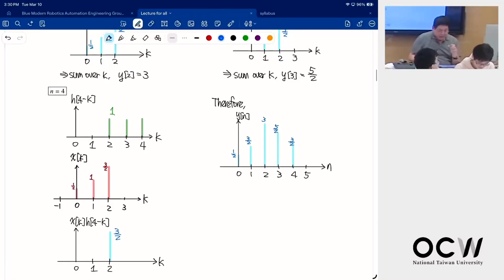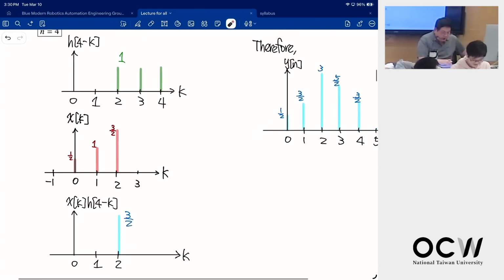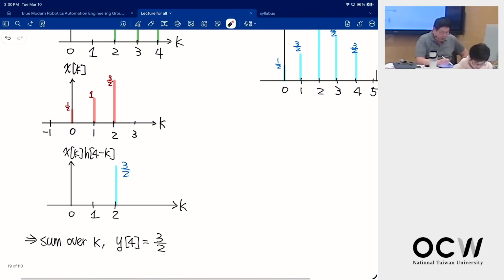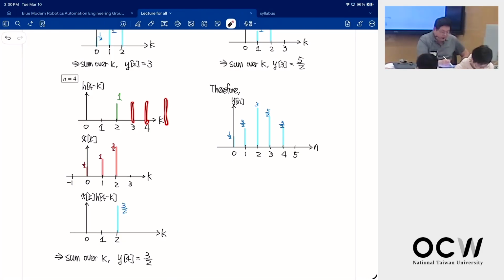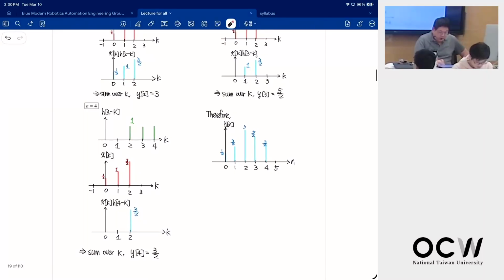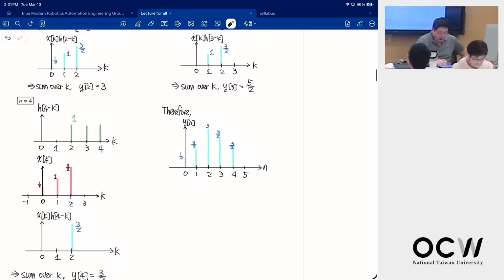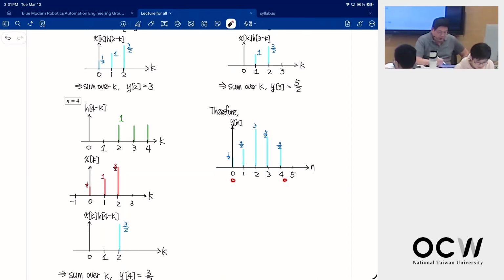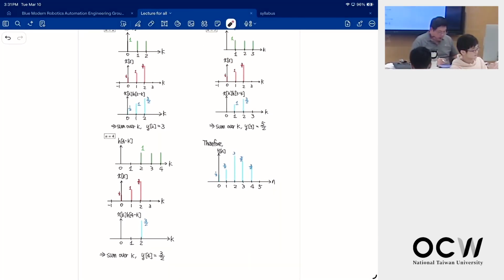Right, so when n equals 4, you shift again. The only overlap is at k equals 2, so your output at 4 is 3/2. You can shift one more when n equals 5. Then there's no overlap, so overall it will be 0. So at the end, you can see that your output y will look like this. We have values from 0 to 4. Okay, this is the case for discrete time convolution.